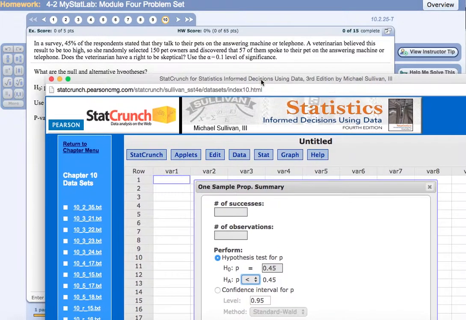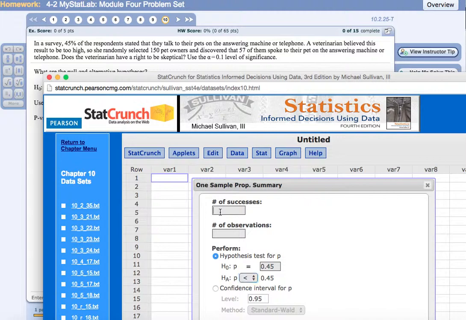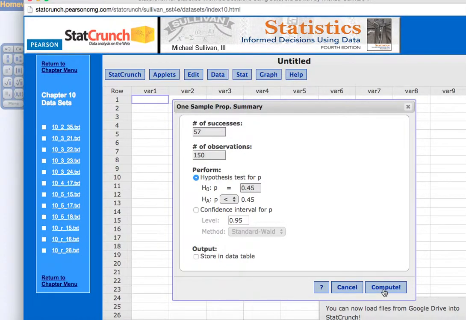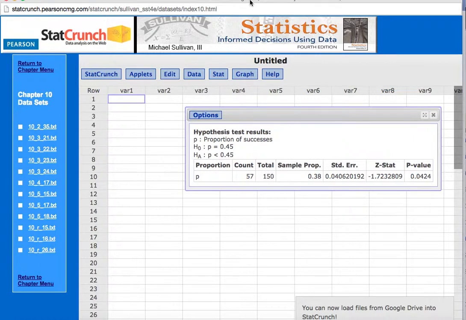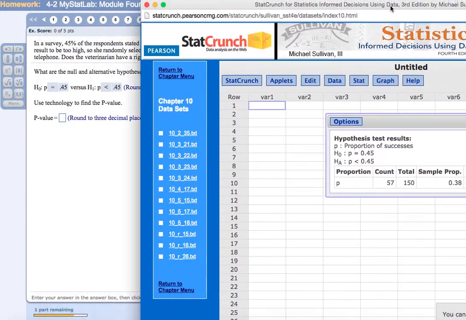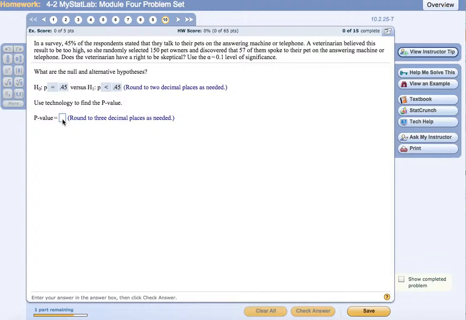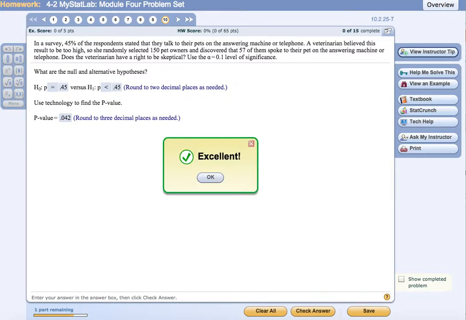And then we need to put in the number of successes on her survey, which was 57 who talk to their pets out of 150 people surveyed, and then we can compute that, and then we'll get a p-value of 0.0424. So let me put that in there. Into 3 decimal places, so 0.042.